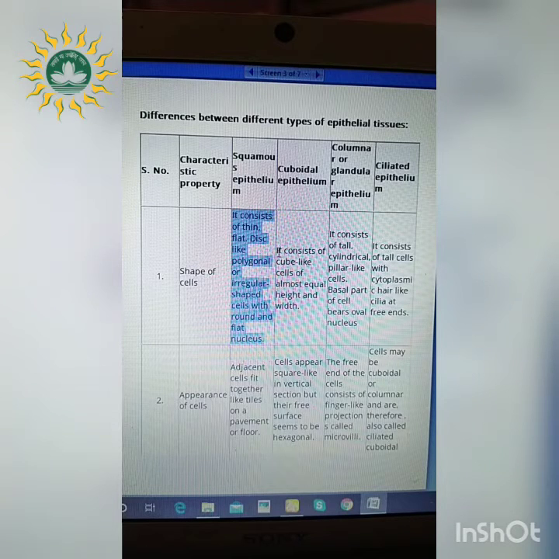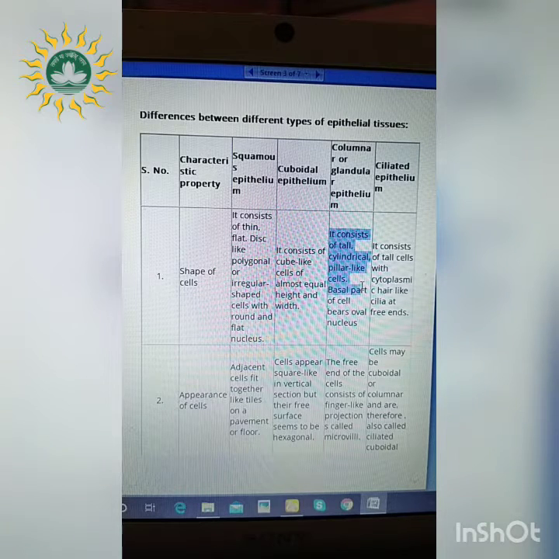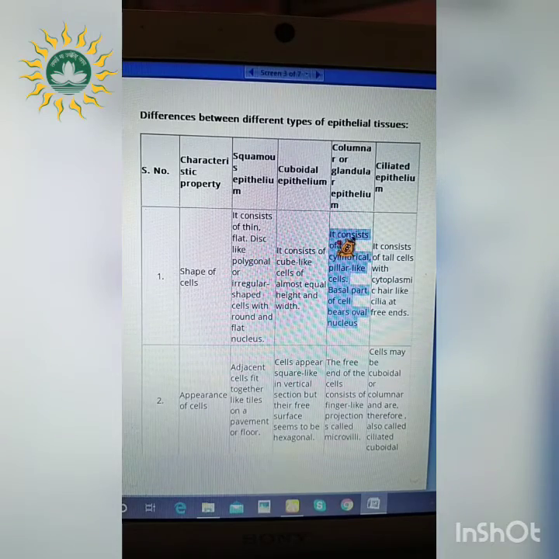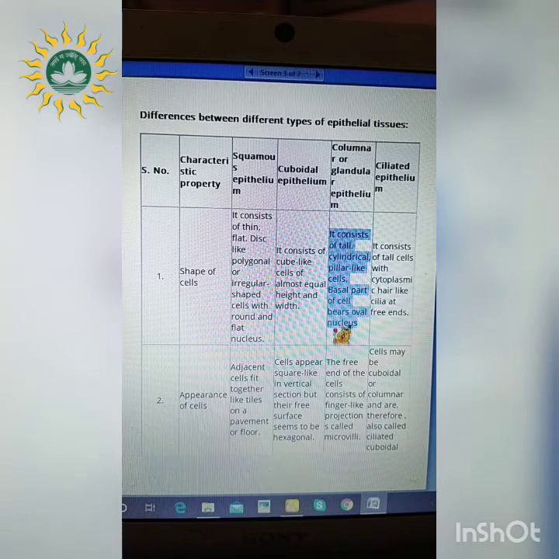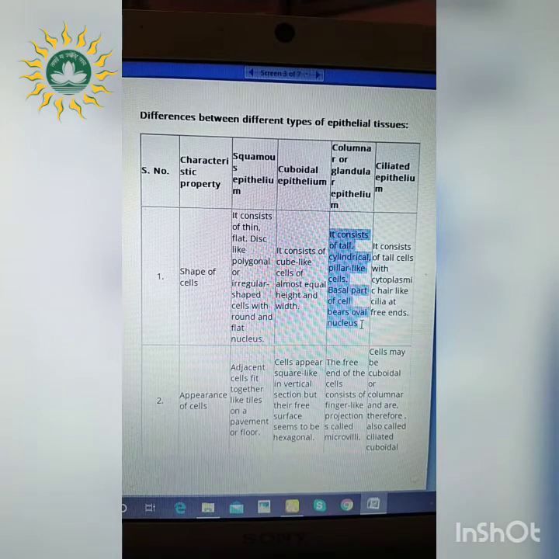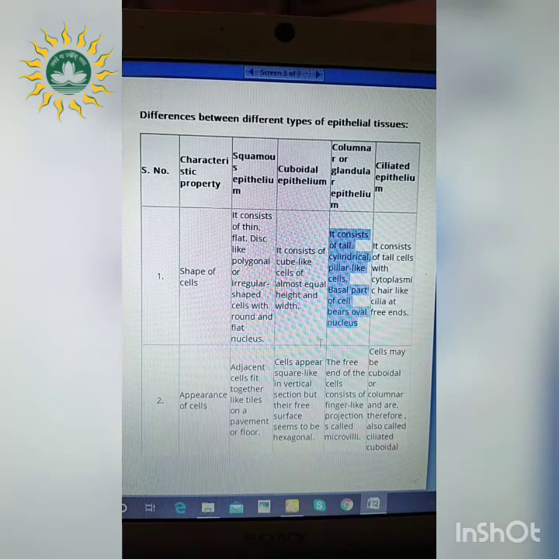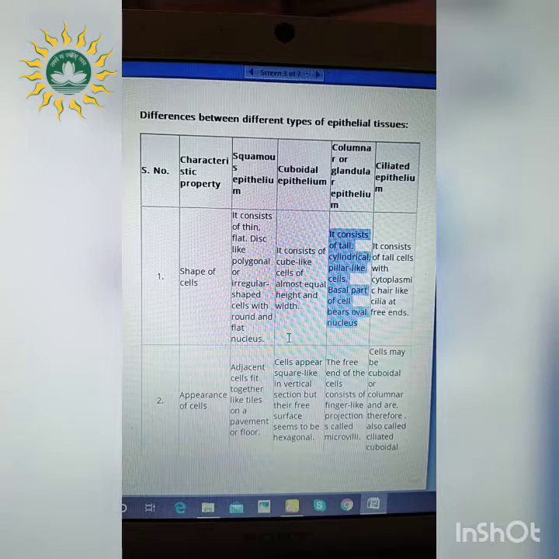In the case of cuboidal epithelium, it consists of cube-like cells. From the name we can understand that cube-like cells are present, with almost equal height and width. Thirdly, the columnar or glandular epithelium consists of tall, cylindrical, pillar-like cells. The basal part of the cell bears an oval nucleus. So this one is a little different, consisting of a cylindrical-like structure, and here specifically we can see that the nucleus is oval in nature, whereas in the previous one, squamous epithelium, the nucleus is flat in nature.